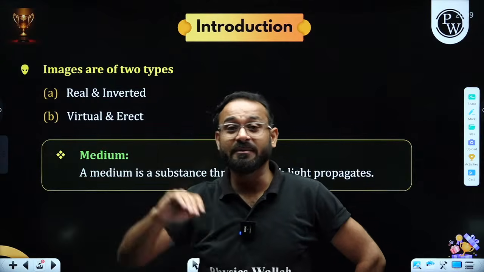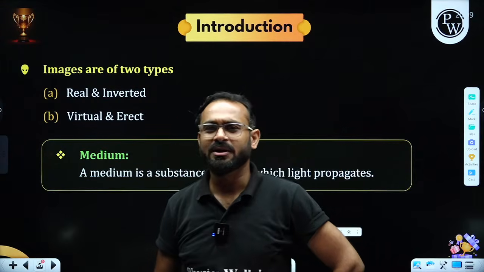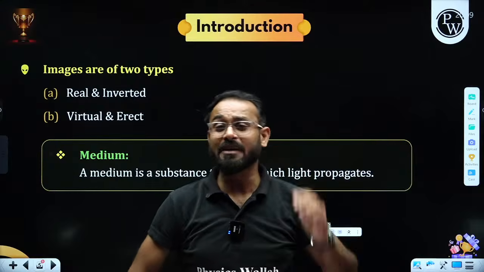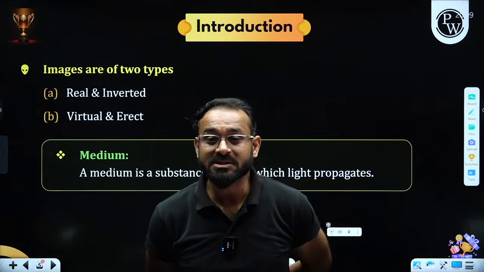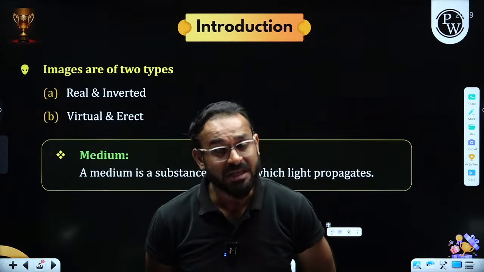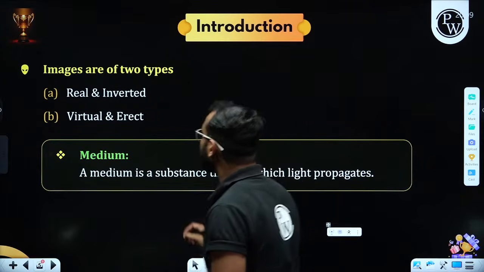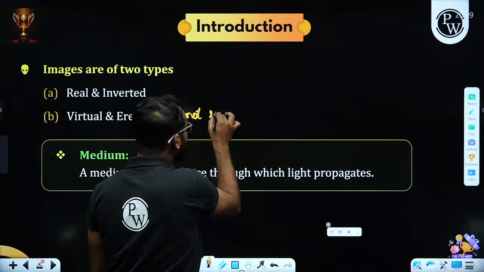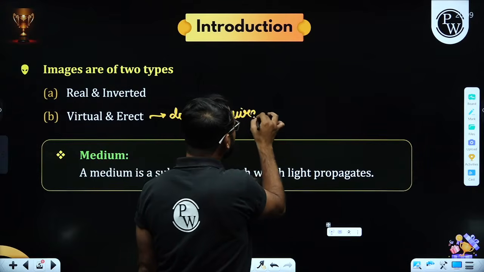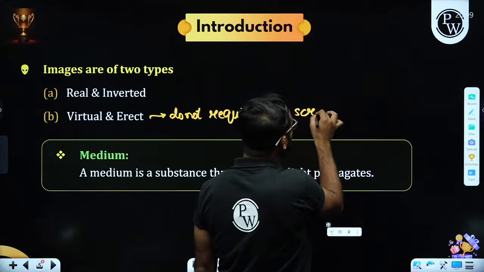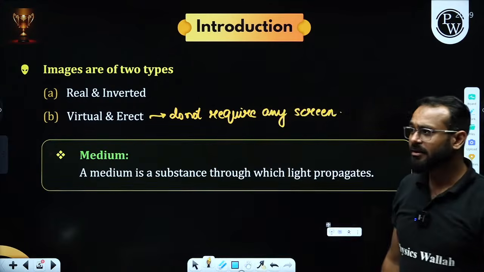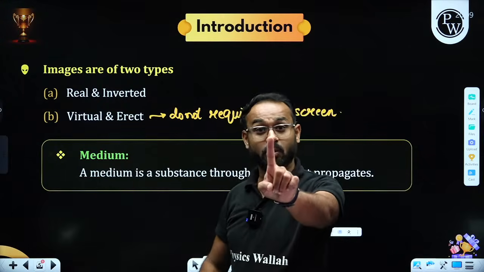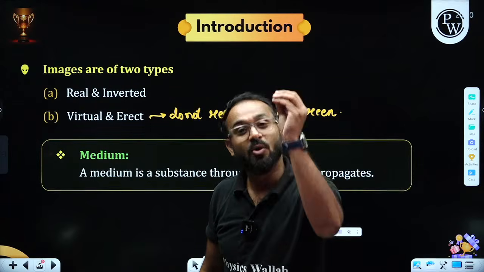There will be a second kind of image where a screen is not required, just like when you are standing in front of a plane mirror, looking at yourself. Okay, I'm looking handsome today. That is the second kind of image. The images which do not require any screen, or which cannot be obtained on a screen, one and the same thing, such images are called virtual images.